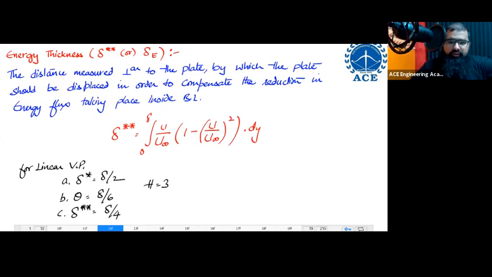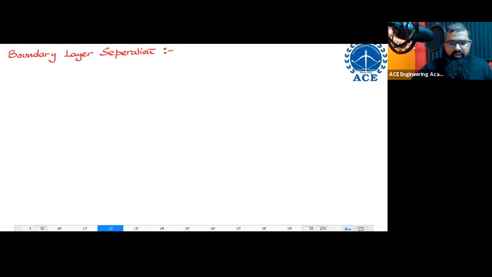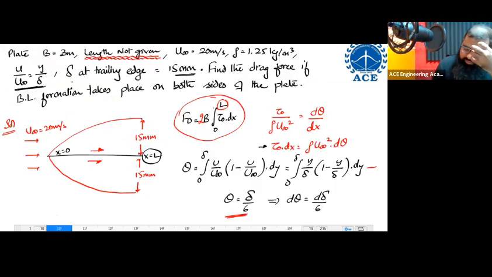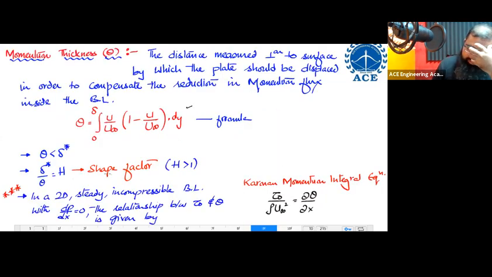In every case, we are pushing the plate against the direction of delta. H is shape factor. H over here is shape factor. Shape factor yaad hai aapko? Questions come in examination on shape factor also. Okay.